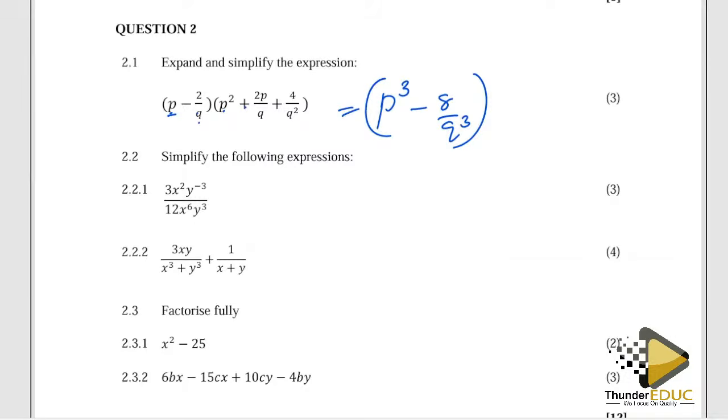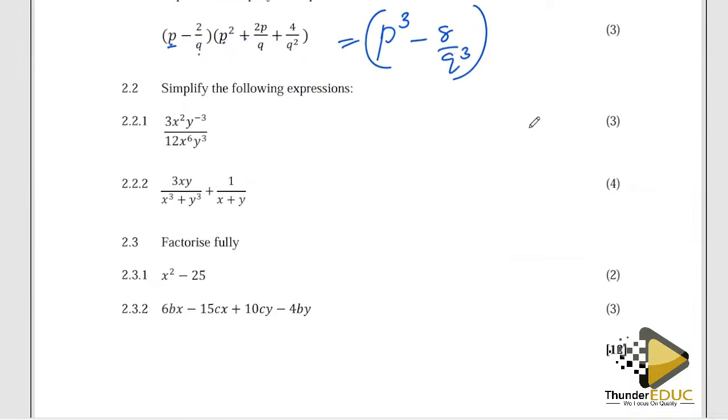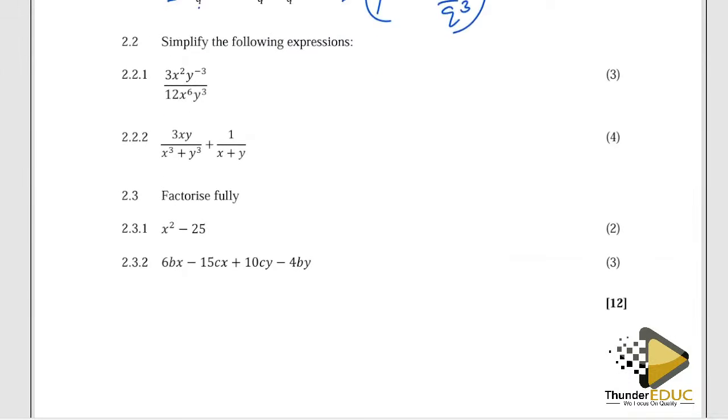Then 2.2, they want us to simplify this. This paper is coming in dynamite and small packages. It's a dynamite paper. With this sort of exponents, let's deal with the coefficients separately, and then we look at all the other numbers as well. So we have 3 over 12. That's going to be the same as a quarter, because divide by 3 is a 1, divide by 3 is a 4.